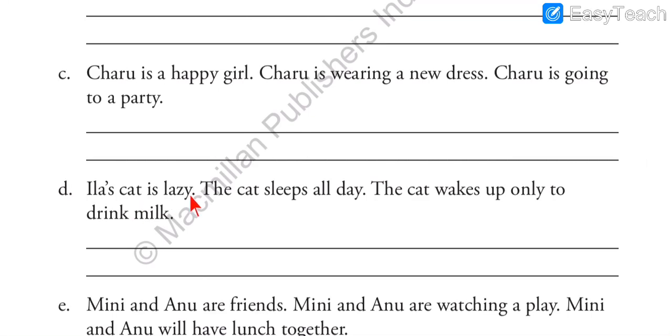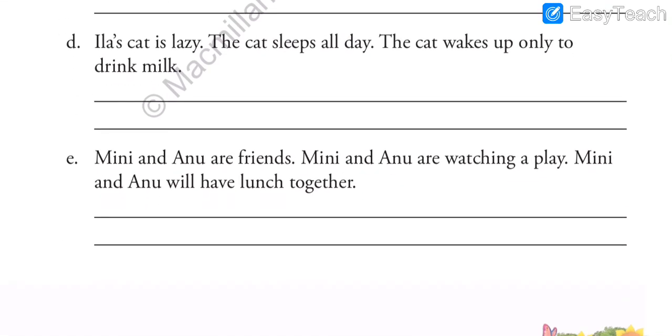Ela's cat is lazy, it sleeps all day. See, instead of the cat I have put it. It sleeps all day. Again, instead of the cat you will put it. It wakes up only to drink milk. Okay, let me just jot it down in your book so that it will be easier for you to understand.